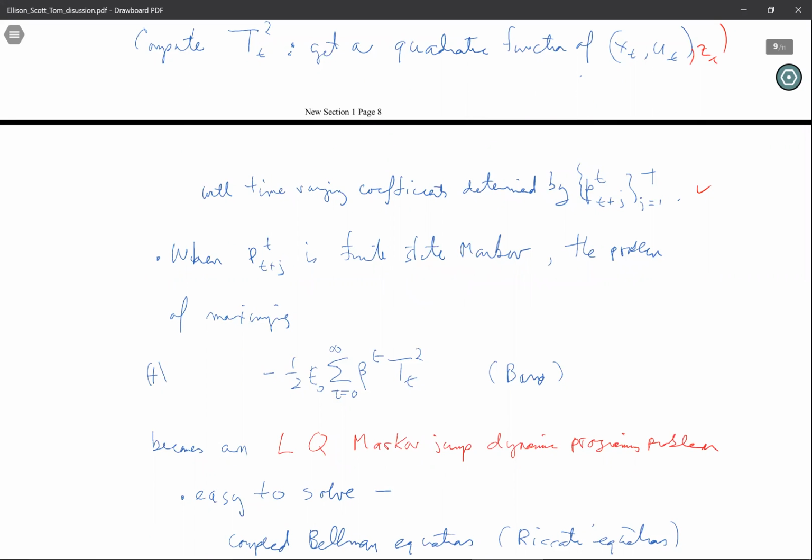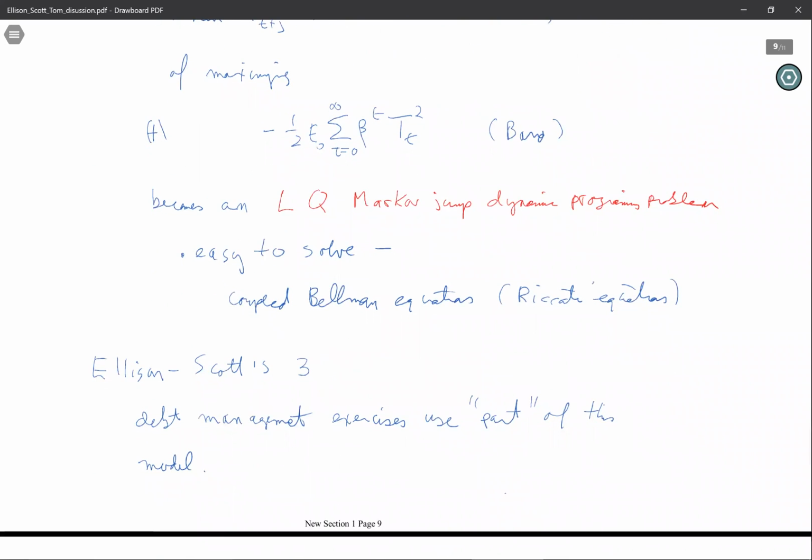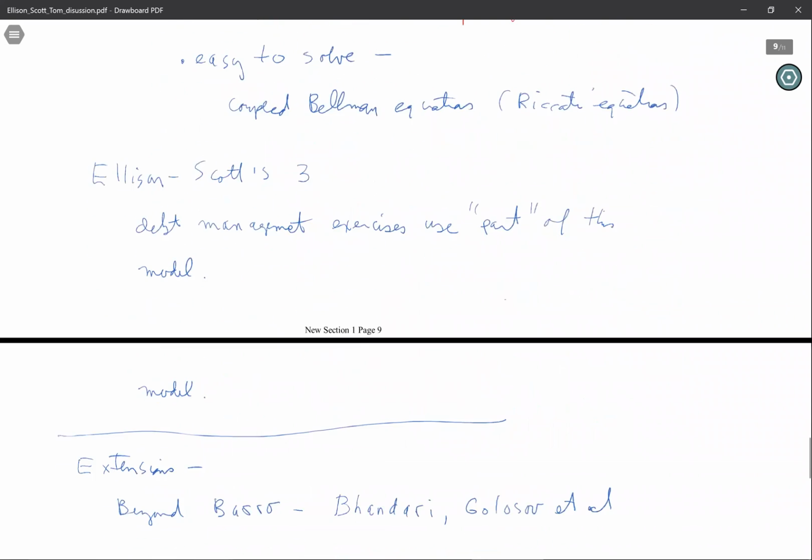What that would allow us to do is use the more sophisticated arithmetic that Ellison and Scott have done, where we don't have to assume constant interest rates. If we could model their data as moving around with a finite state Markov chain, we can make a lot of progress. And the reason I go off on this digression is that Ellison and Scott's three debt management exercises use part of the above model, but more could be done.